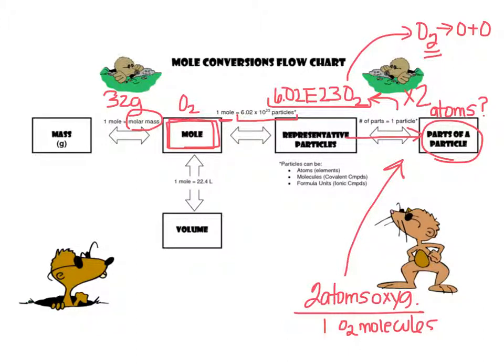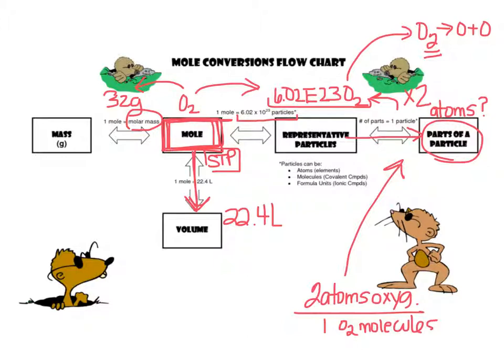Finally, if I had a mole of oxygen gas at standard temperature and pressure, and I want to know how much space it's going to take up, I go this direction to volume, and I know it would take up 22.4 liters of space. So if I have a mole of oxygen, I can know 3 different things about it. I can know how much it's going to weigh, I can know how many molecules it's going to be, and assuming we're at standard temperature and pressure, I can know how much space it's going to take up.